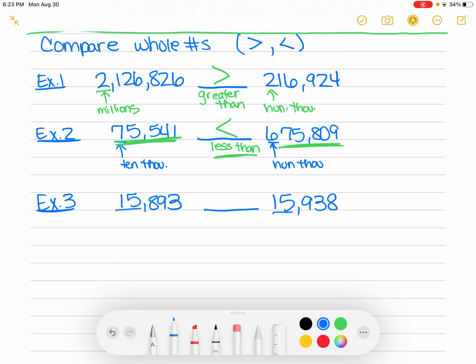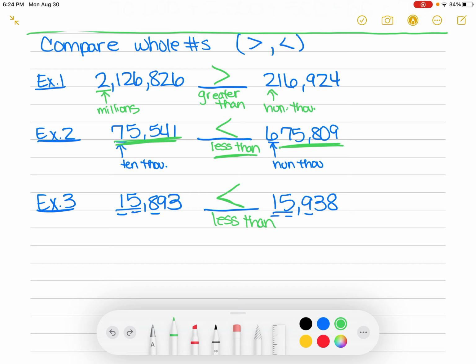And then the last one, example 3, for comparing. What I need to do next is look at the next number that's different. If those are in the same places, you just go through and say, okay, ones are the same, fives are the same, 8 and 9 are different. 9 is bigger, so I'm going to have my sign open up, or act like it's eating the bigger number, right? So this is the less than sign because the one on the right is bigger. So this tells me 15,893 is less than 15,938. So that's how you compare and order numbers.